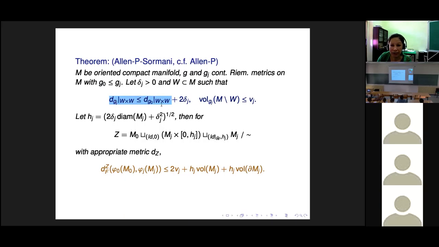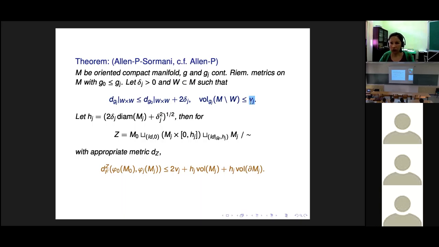And so this part in blue, I'm saying let's have the reverse inequality, but maybe with some error, and just in one particular set, a set W that is contained in M. And let's make this set W have big volume. I'm saying big volume because here we measure the volume of the complement, and we want this BJ to go to zero.